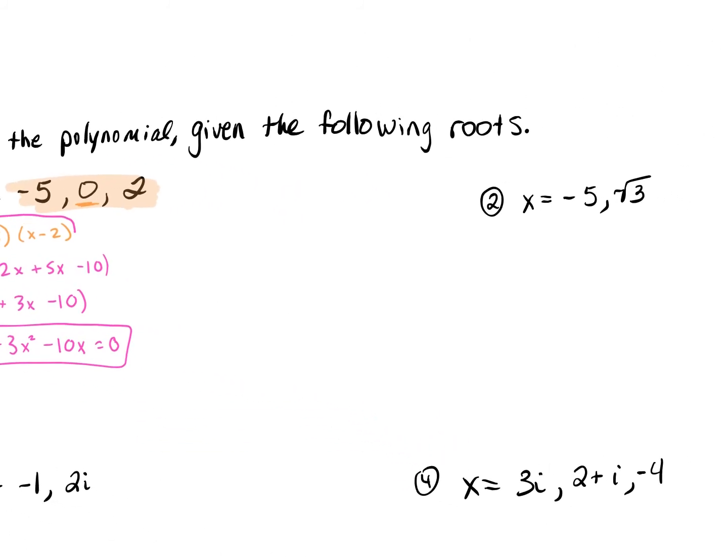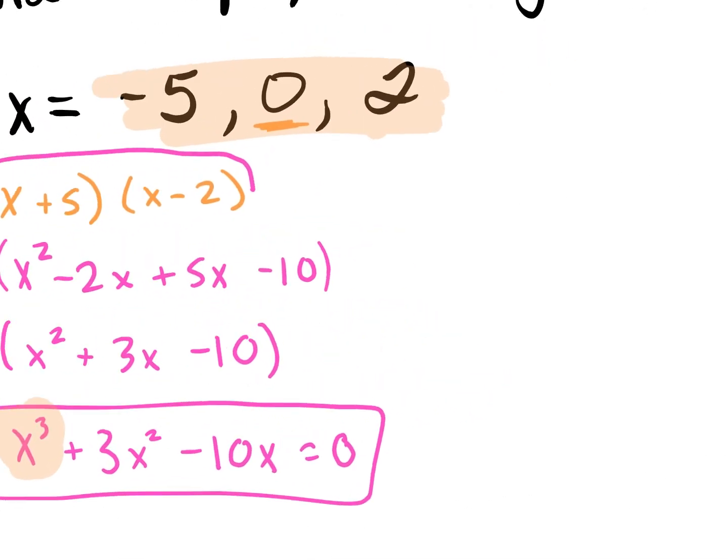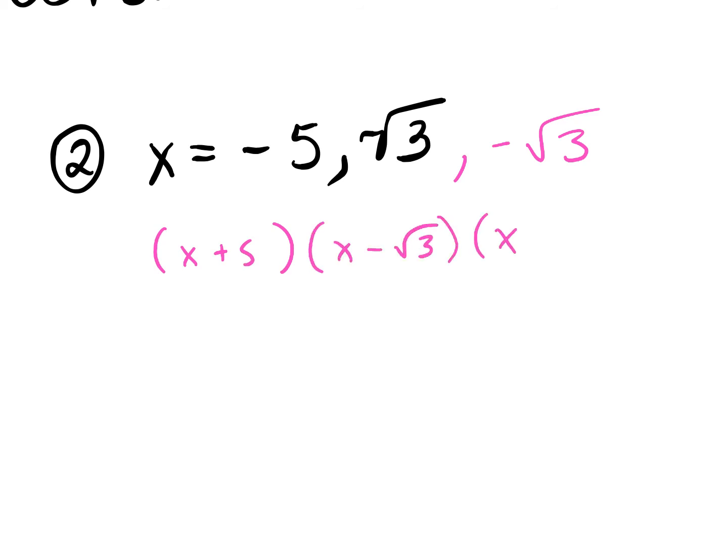All right, let's take a look at number 2. What are we missing for number 2? Negative square root 3. Awesome. Because we had that positive square root 3, we need its pair. So then what's my linear factorization going to be? X plus 5, x minus square root 3, and x plus square root 3.